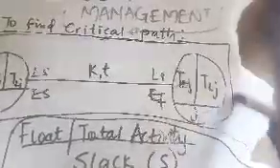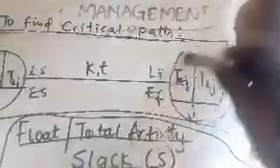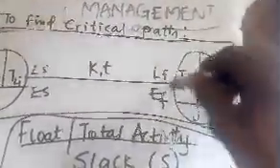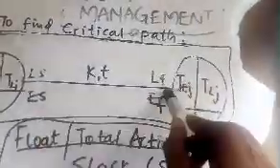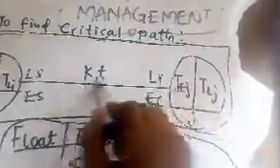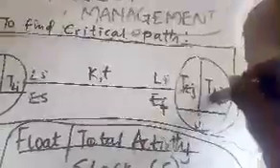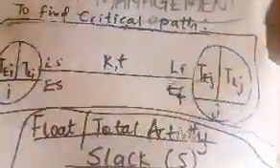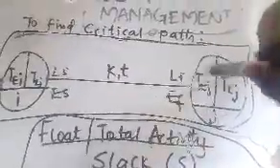So a node, you should remember a node is a what? This is a node, a circle is a node rather, and that is a junction where two or more activities rather are joined. So what I'm saying is to find the critical path, don't forget this diagram. Then you have your I, that is your activity 1, activity 2, like that.